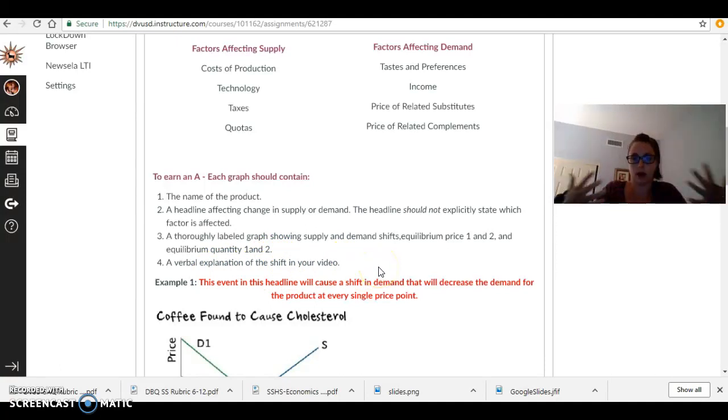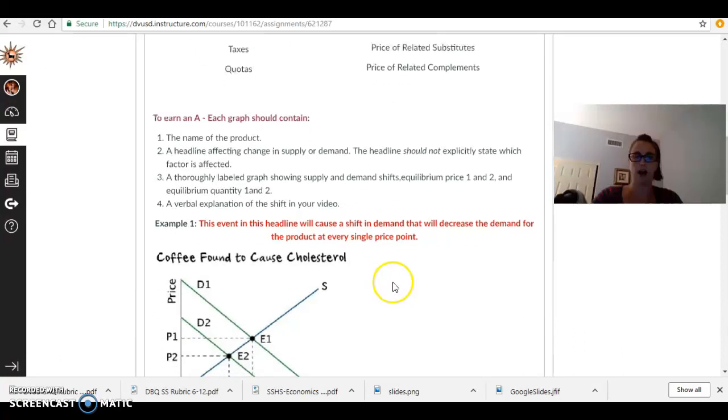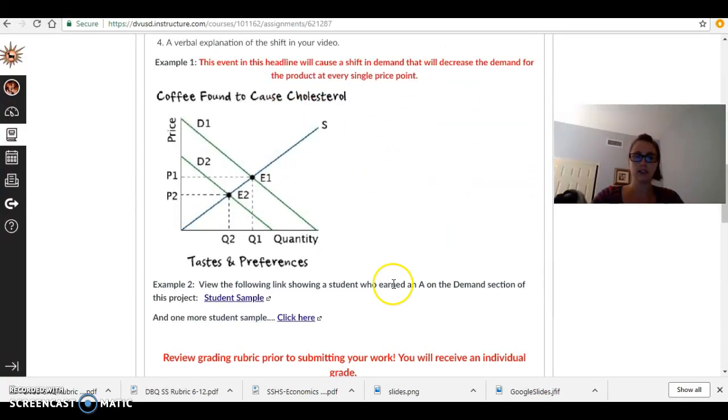So you need to do kind of what I'm doing right now with my example. You need to record yourself doing this, okay? So here's an example. The event in this headline will cause a shift in demand that will decrease the demand for the product at every single price point, okay, just as we will see here.